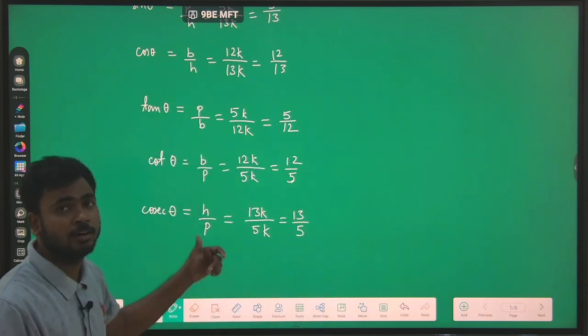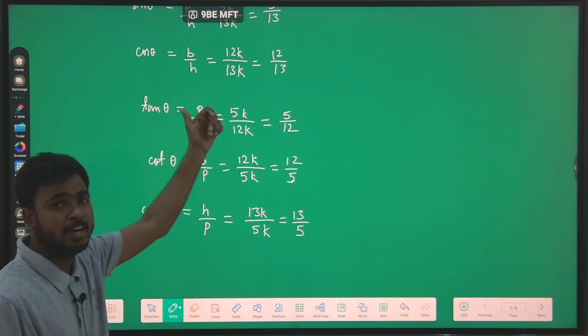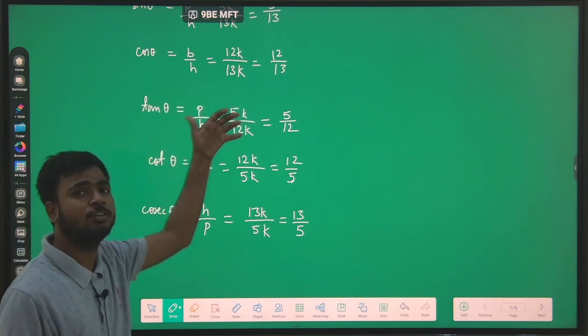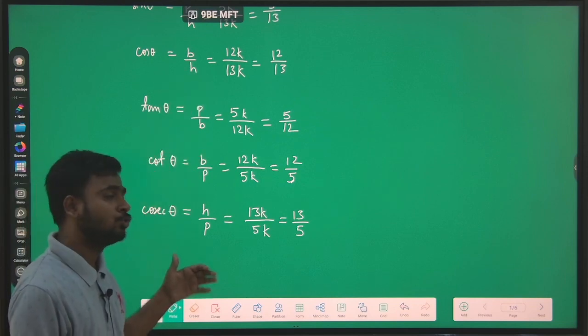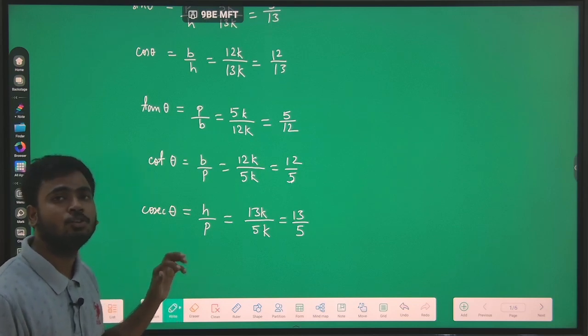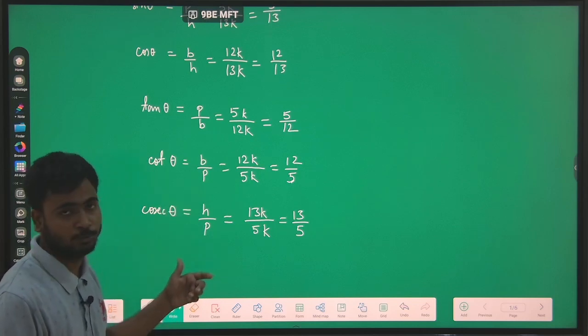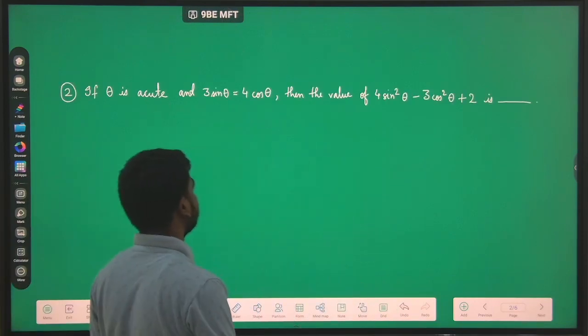So, we were given one trigonometrical ratio and we were asked to find all trigonometrical ratios, and we have found them like this. Okay. So, in any question, if you are given one trigonometrical ratio, you can find all trigonometrical ratios this way. Okay. Now, moving towards our next question.